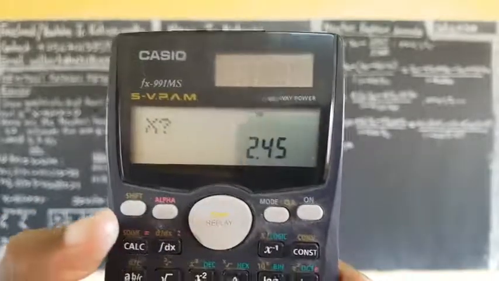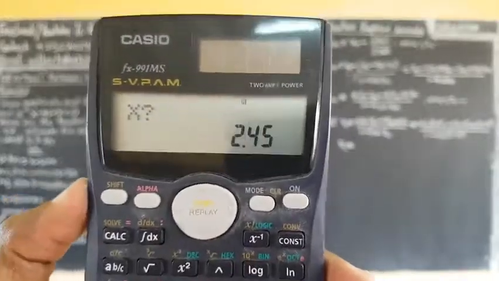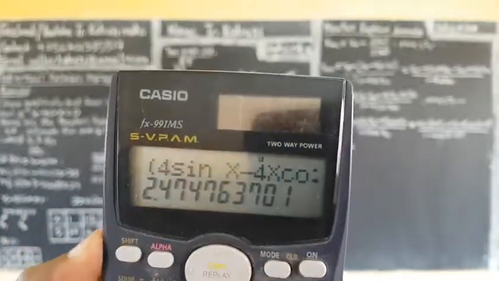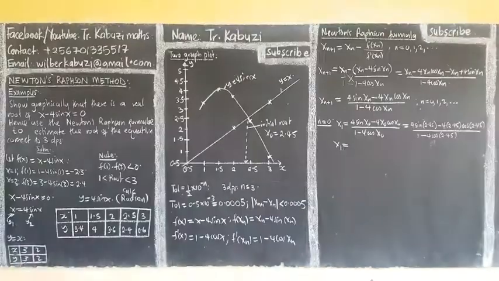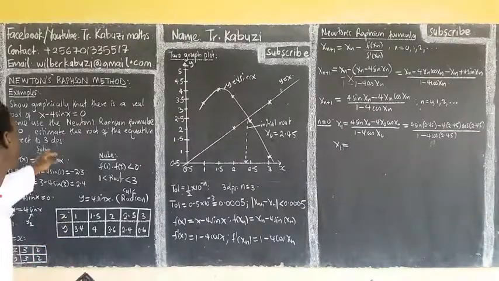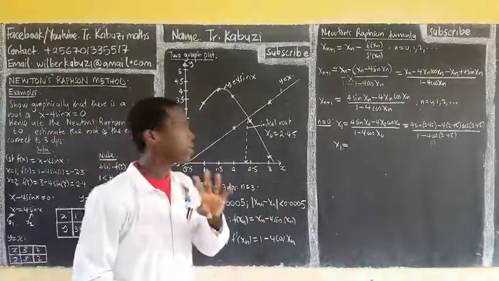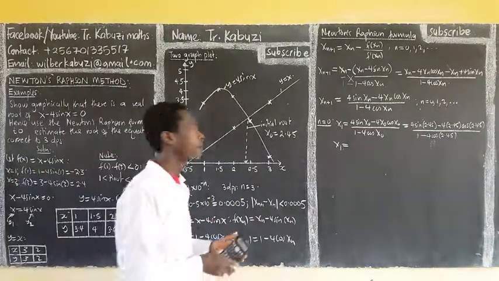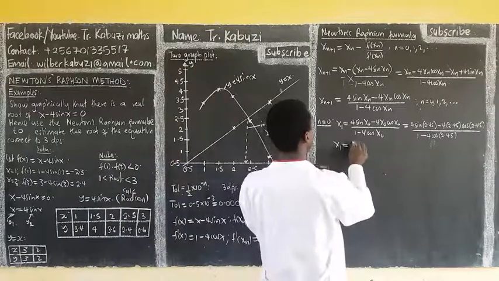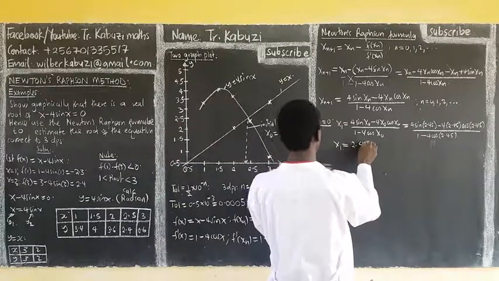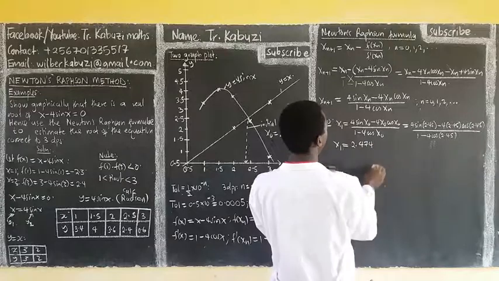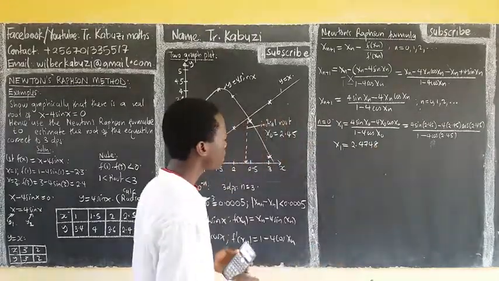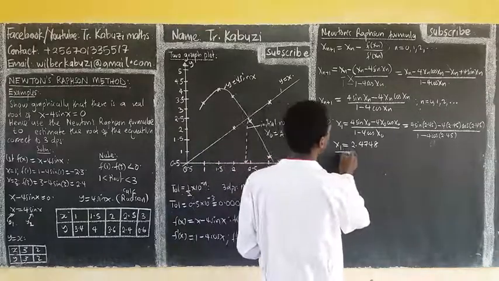Then after doing that, you press this button, calc. It asks you which value of x you want to put in. I want to put in 2.45. It will give you 2.47. Now, because they want us to give the answer to 3 decimal places, we give our answer to 4, because we always give one more so that we can round off. So this will be 2.4748. Now this is going to be my x1.